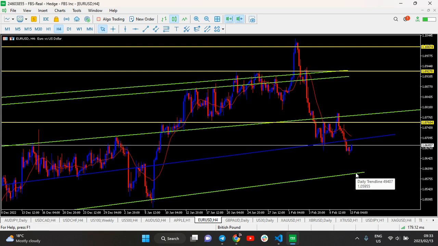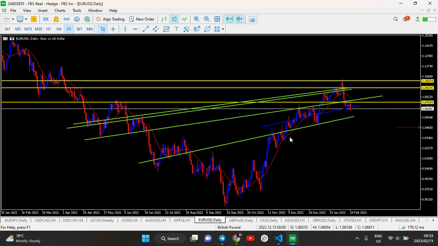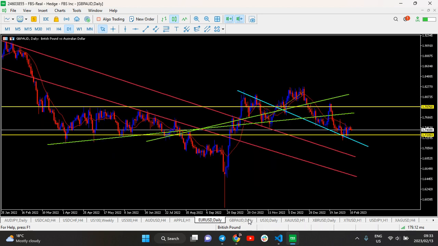So we don't know. Maybe Euro US dollar can go to 1.06 before it starts going up, or if it can reclaim 1.07, then we'll likely see the price go up. So for now, I wouldn't trade this. I'll just let it figure itself out first.